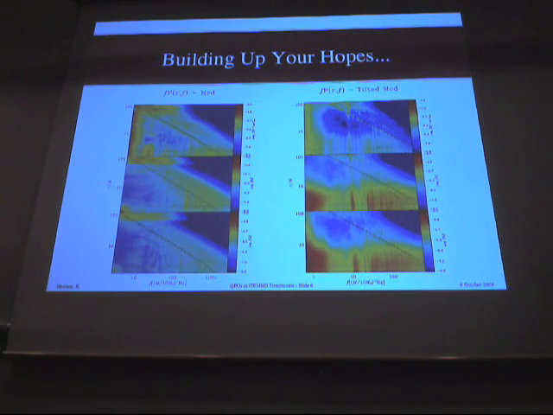So first I'm going to build up your hopes. It's an exciting thing that we see when we look at our medium resolution runs, where on the left is the untilted simulation, on the right is the tilted simulation. This is a plot of the power density spectrum as a function of radius and frequency. So warmer colors will represent higher power at a specific frequency at a specific radius in the disk.